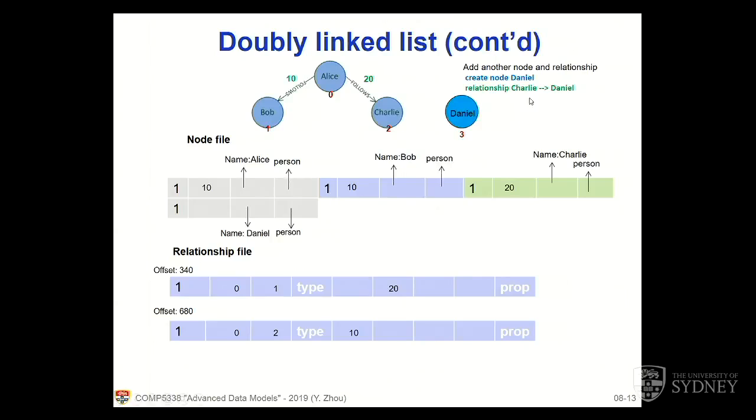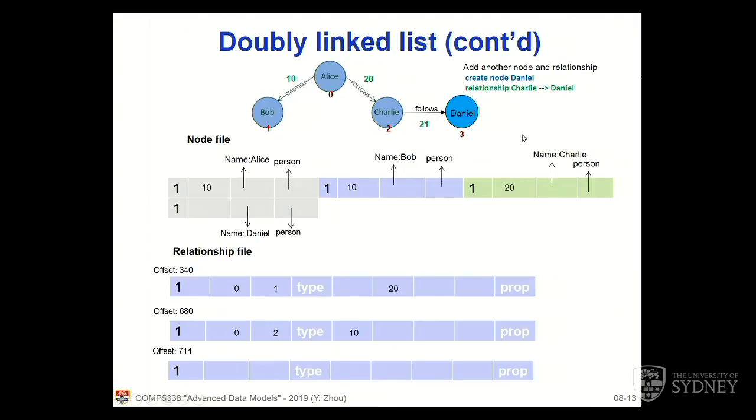And next, we create a relationship from Charlie to Daniel, like this. Charlie follows Daniel. So we give it an ID called 21. So 21 means it's a record right next to this one, with offset 714, basically plus 34. So this is a record right next to this one, representing this relationship.